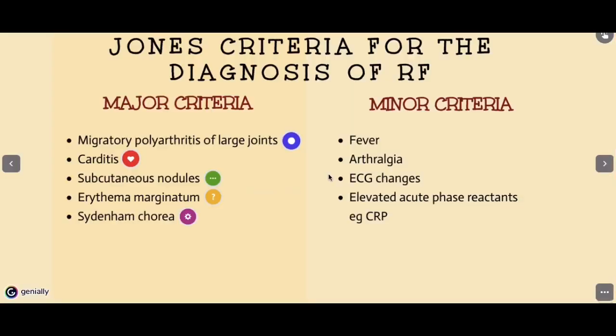So that short video illustrates what Sydenham chorea looks like. The abnormal movement may subside, but it can take even longer than a year in certain cases. In terms of minor criteria, this includes fever, arthralgia, ECG changes, and also elevation of acute phase reactants such as CRP and ESR.